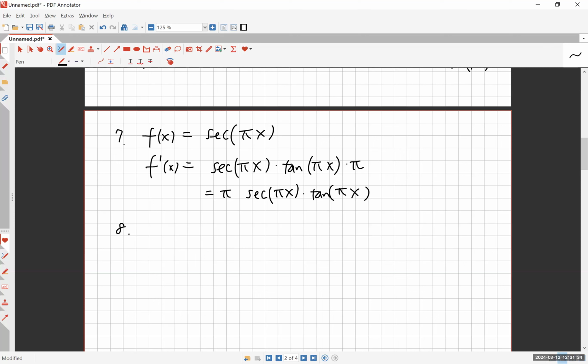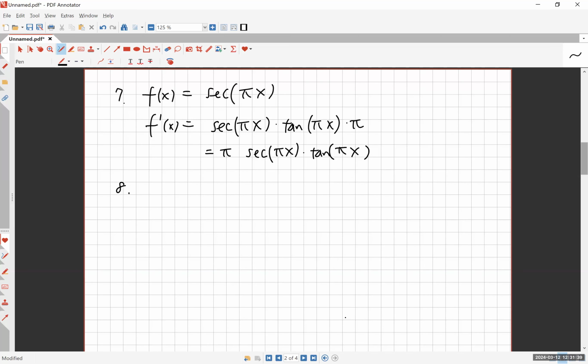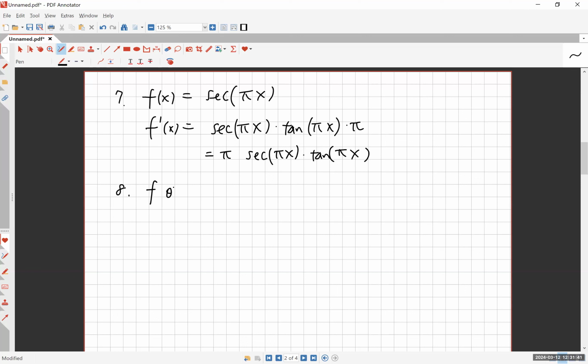Let's do one more, and then we'll go into the next portion of the video. Number 8, also a trigonometric function, but this is an inverse trigonometric function. Inverse sine of 2 theta. So the derivative of the inverse sine, if you remember, is 1 over the square root of 1 minus the quantity squared. So that quantity is 2 theta, the argument of the sine function, and you square that, right?